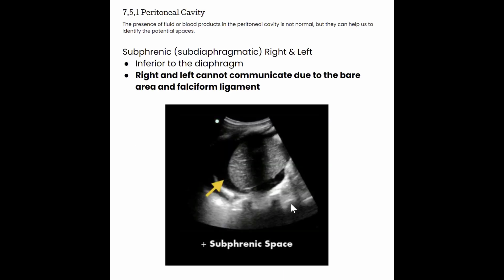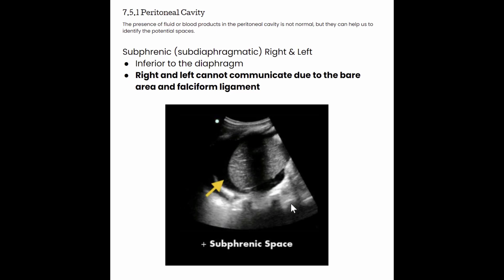Section 7.5, ultrasound appearance. So let's take a look at some of these structures by ultrasound now. Remember, the goal is to recognize these structures as they appear in many of our abdominal ultrasound images. Beginning with the peritoneal cavity, I want to point out that the presence of fluid or blood product in the peritoneal cavity is not normal, but the presence of it can help us to identify those potential spaces that we've been talking about. In this first image here, we have an image of fluid within the subphrenic or subdiaphragmatic space.